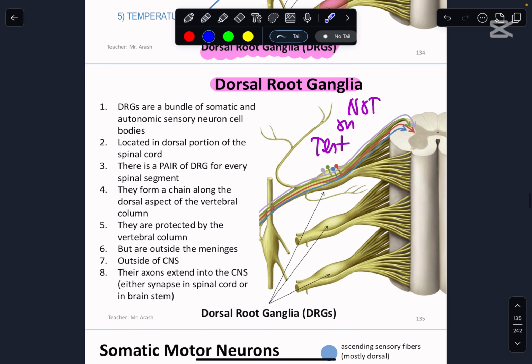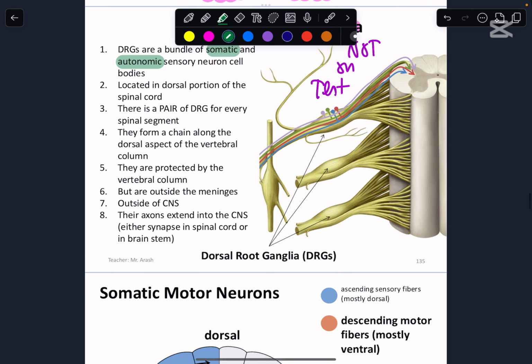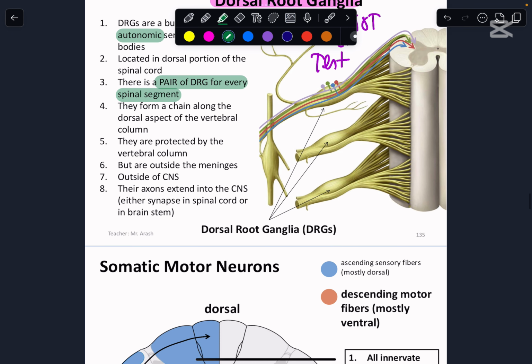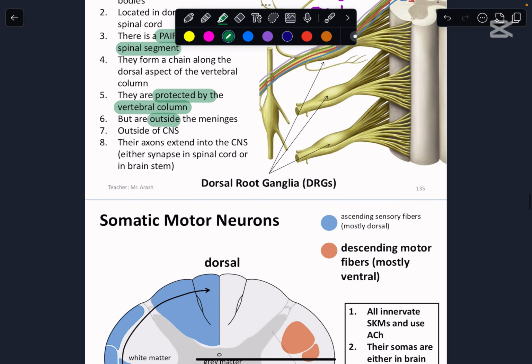But again, you don't worry about memorizing them. So number one, DRGs are bundles of somatic and autonomic sensory neurons. So it includes both somatic and autonomic sensory. Remember, sensory has two branches. Located in the dorsal portion of the spinal cord, there is a pair of DRG on every spine, which we mentioned, for every spine segment. They form a chain along the dorsal aspect of the vertebral column. They are protected by the vertebral column, so protected by the actual bone, but outside the meninges.